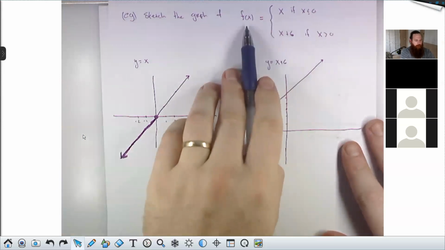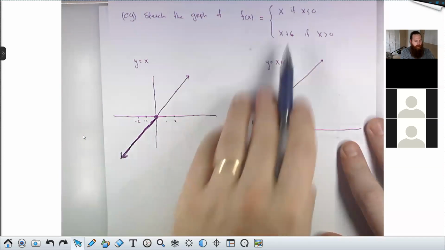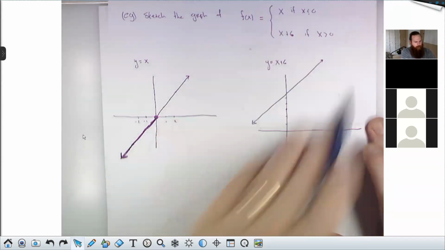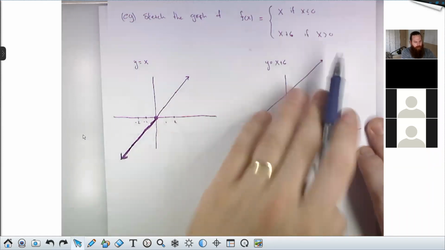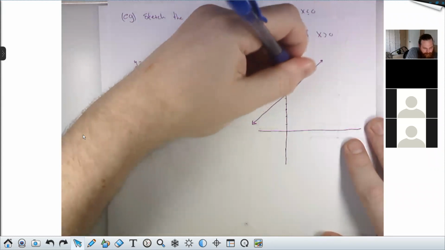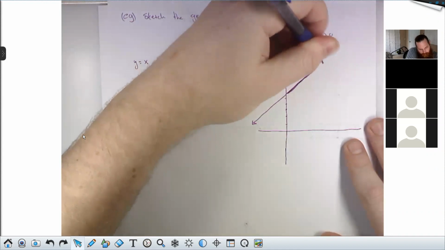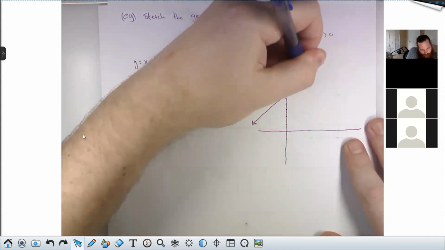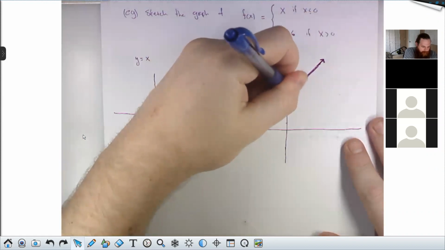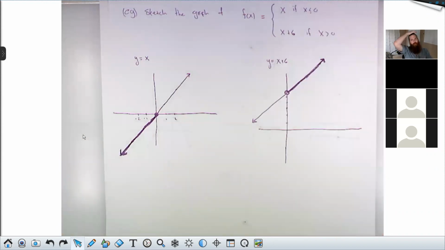And then I come back to f of x. It says, okay, it's going to be x if x is less than 0. That's this piece. It's going to be x plus 6 if x is greater than 0. Okay, well, here's y equals x plus 6. Let's take the part of this where x is greater than 0. That's everything to the right of the y-axis. And I'm not going to take the point here where x is exactly equal to 0 because I just want x's which are greater than 0.